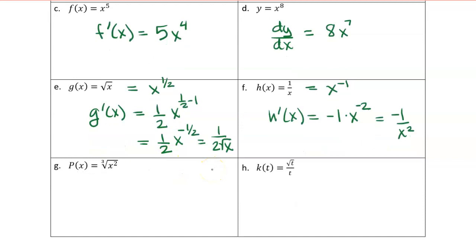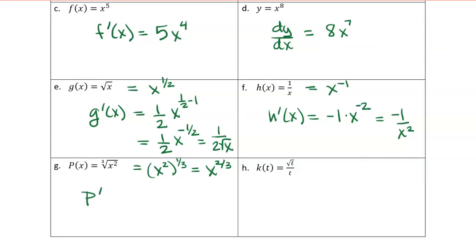And again, as they're written, they don't quite look like power functions. So we have the cube root of x squared. So remember that the cube root is a 1/3 power. So we have x squared to the 1/3 power. And then if I have a power to a power, I can multiply the powers. So this is x to the 2/3. All right, so now I have it written as a power function.